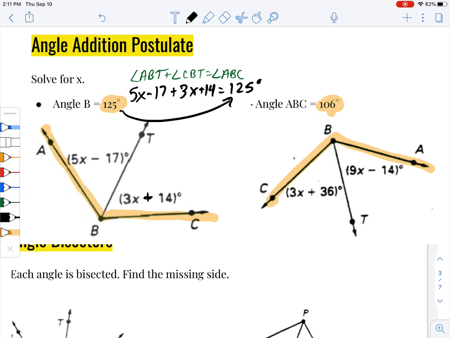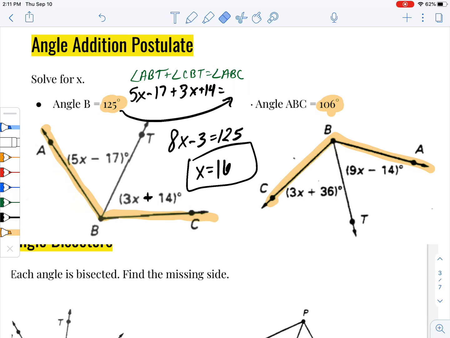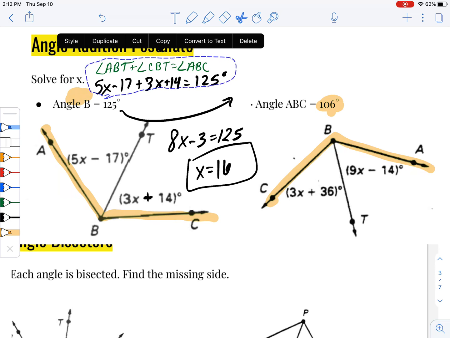So you've always got to be on the lookout for that whole angle there. And then we can combine our like terms of 8x minus 3 is 125. So let's see, that's 128. So 48 and 80 would be x is 16. I'm going to move this over a little bit.